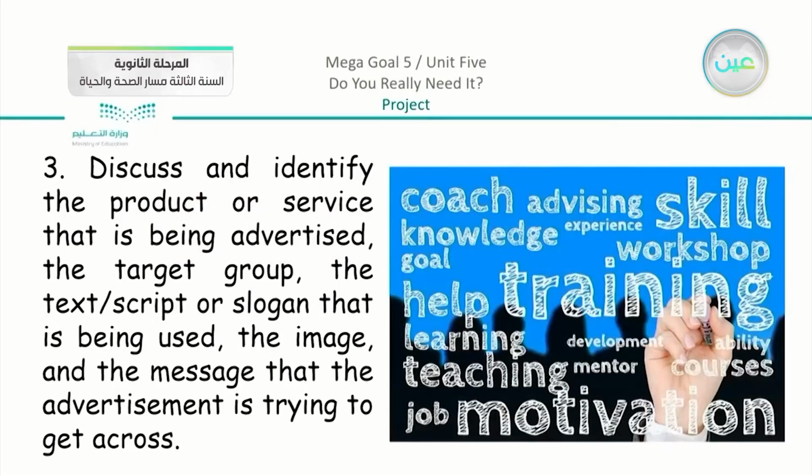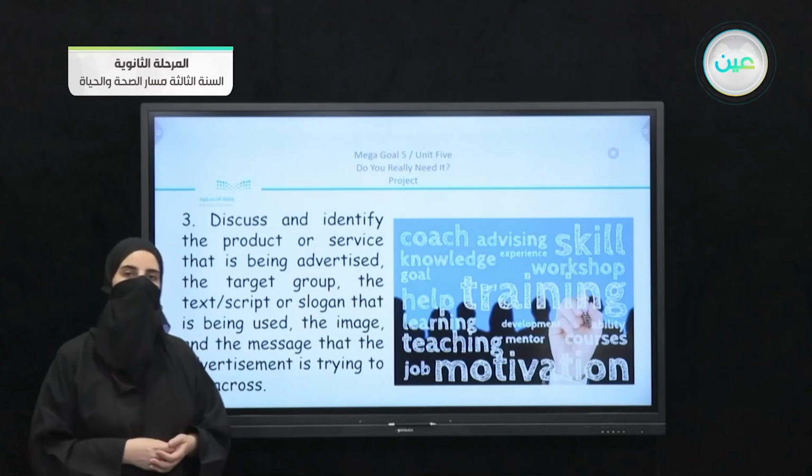Now here we can see number 3, discuss and identify the product or service that is being advertised. So we're going to take the same advertisement. For example, we have seen something on a billboard or maybe on TV or on social media. The first thing that we are going to do together is to discuss the advertisement and see the advantages and the disadvantages of this product. After that, the target group, the text, script or slogan that is being used. So we are going to see what are the different parts that are concerning this advertisement.